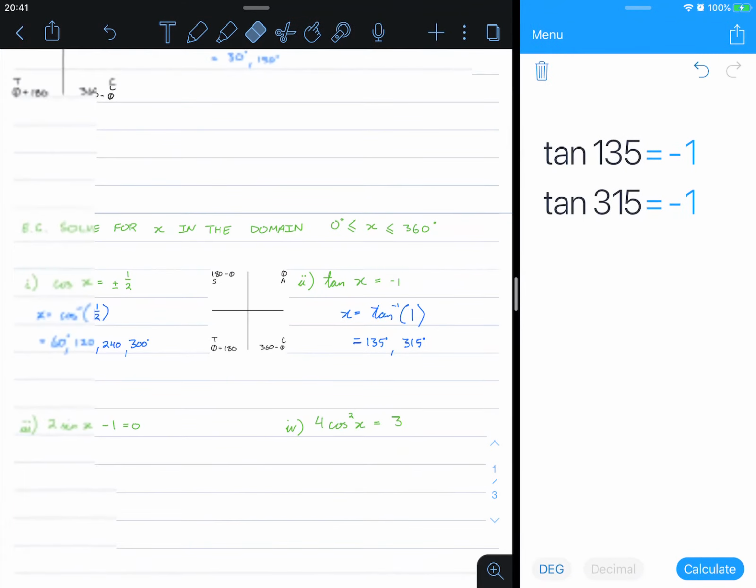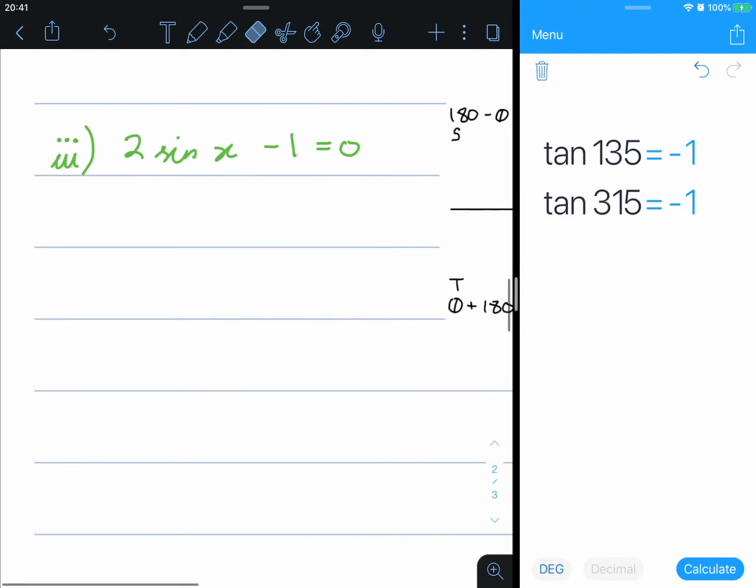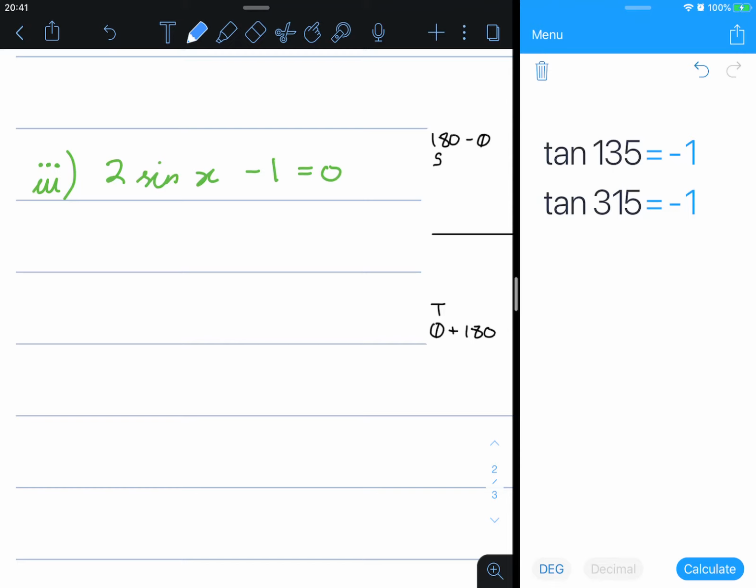Moving right along. Okay, so now that we have a function or more operations going on in the left-hand side, there's not really an inverse sine that we can do. But what we do is we treat this as a regular equation, meaning I'm going to be moving that -1 first, meaning it's going to be equaling +1. And then I'm going to be dividing by 2. So sine x equals half.